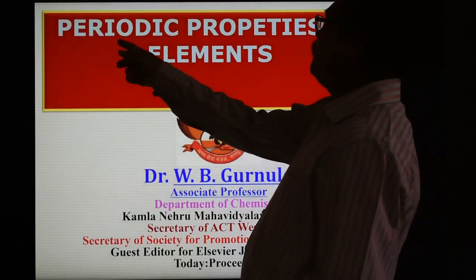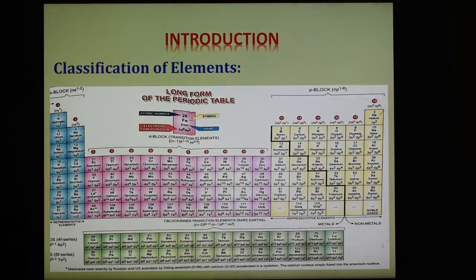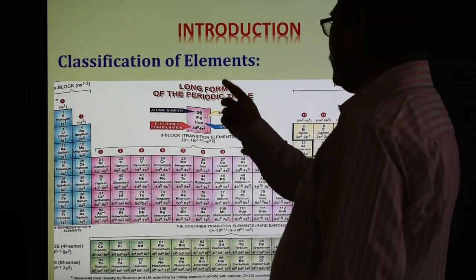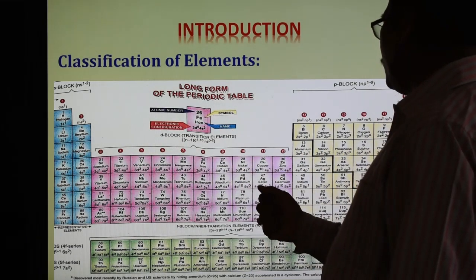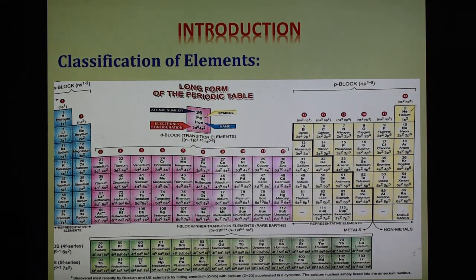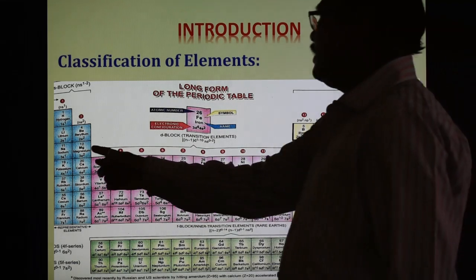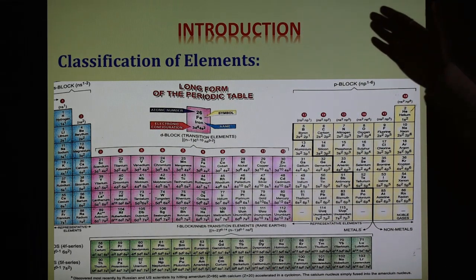So the topic is periodic properties of the elements. As we know, in the classification of the elements, this is the periodic table, and all the 118 elements have been classified into S block, P block, D block, and F block, depending upon the type of orbital the last electron enters. Here we are going to see the periodic properties of the elements from S to P block, and whether these properties increase in the period and decrease in the group.